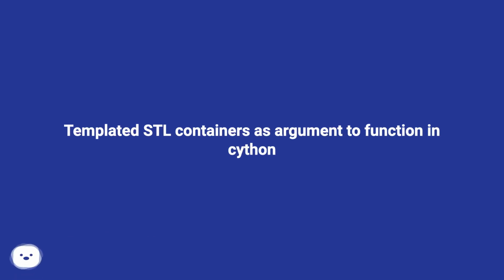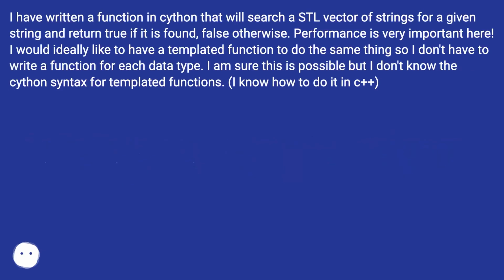Templated STL containers as argument to function in Cython. I have written a function in Cython that will search a STL vector of strings for a given string and return true if it is found, false otherwise. Performance is very important here.